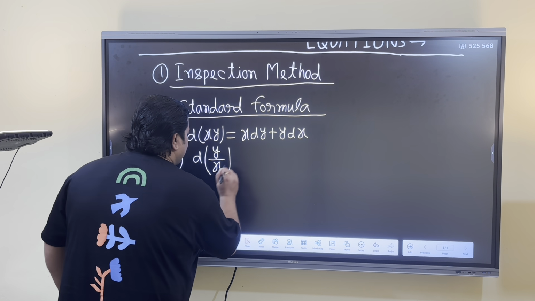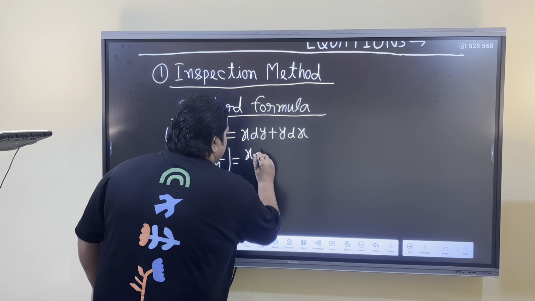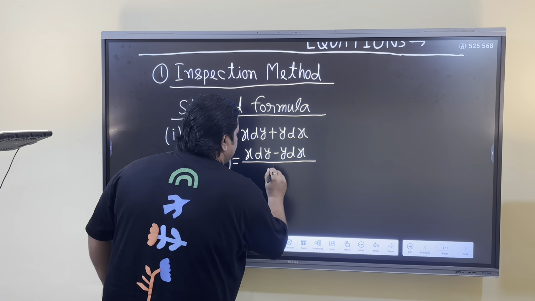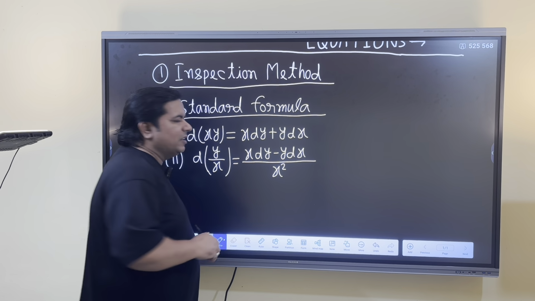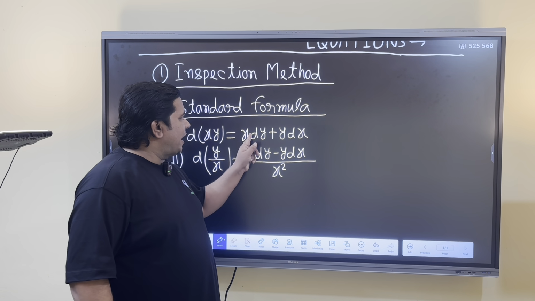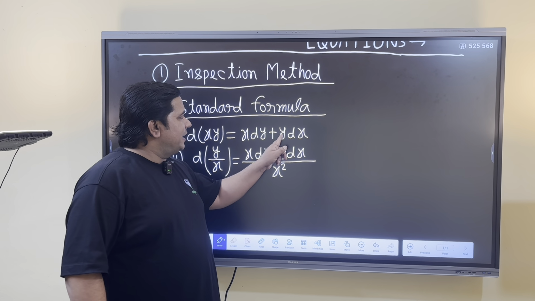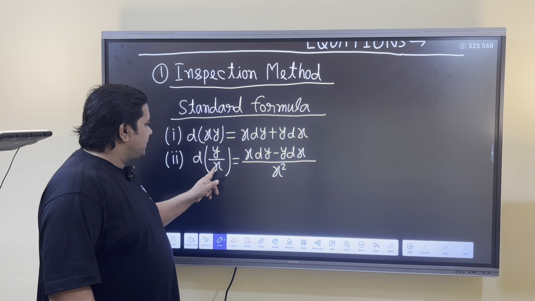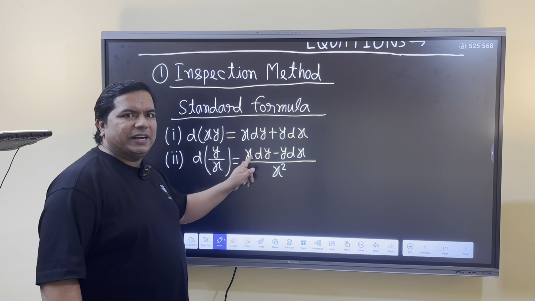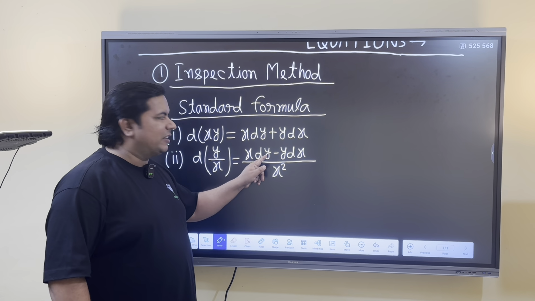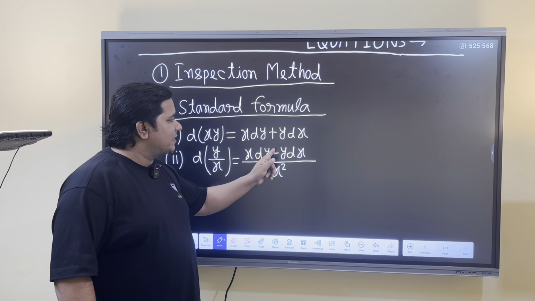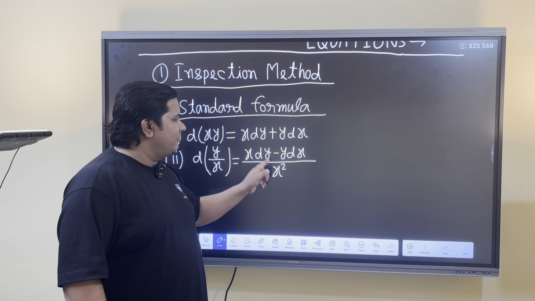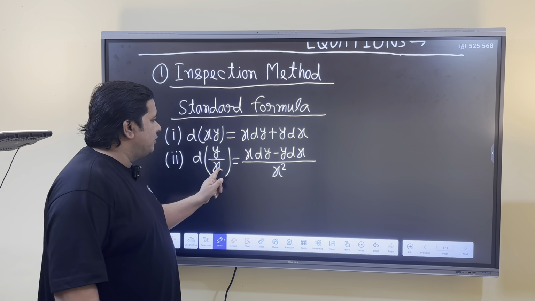Next is the differential of y by x, which can be written as x dy minus y dx by x square. How can we remember it? The first one is very simple: when you have x, you will have the differential of y, and next you will have y and then the differential of x. For the second one, x is in the denominator, so in the numerator you write x into the differential of the other variable y, minus, now you change: in place of x, y, and in place of y, x, divided by the whole square of the denominator.